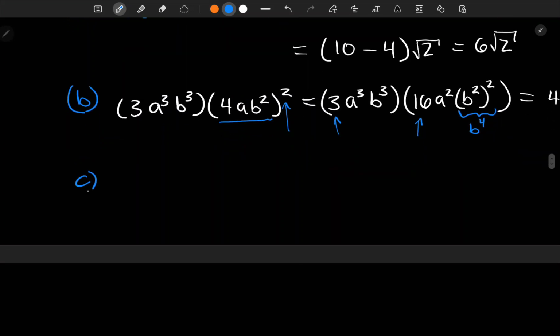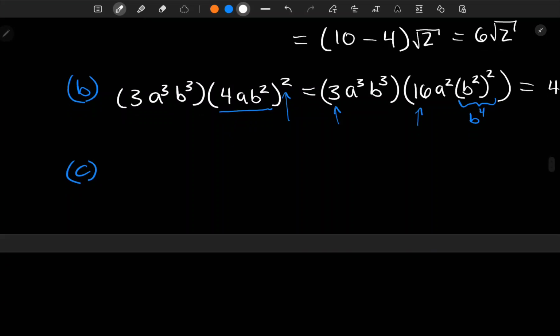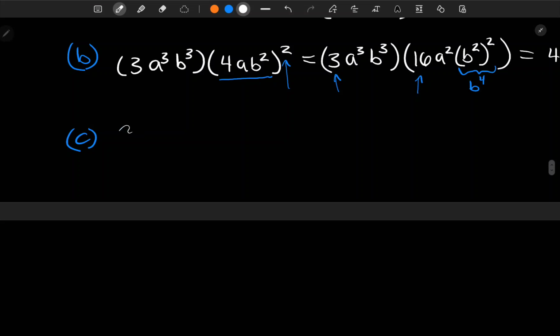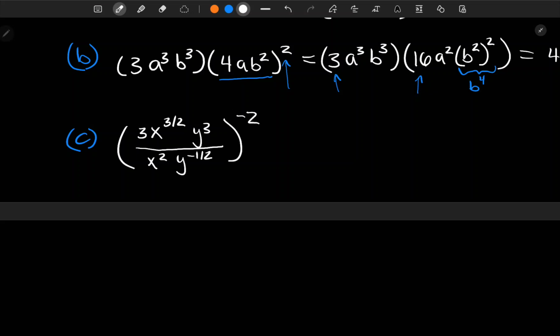Next, we have the following expression, which is 3x to the 3/2 power times y cubed over x squared times y to the negative 1/2, all to the negative 2 power.